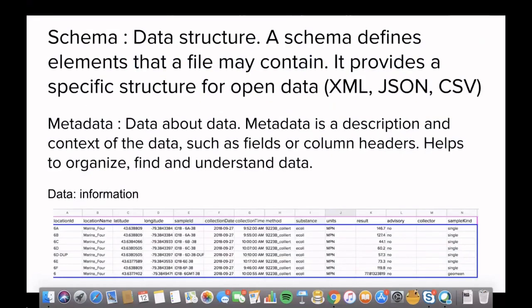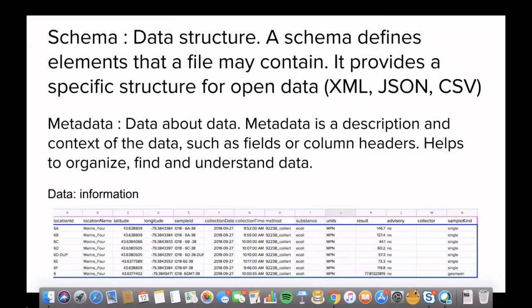I'm not sure everyone's background, but I did want to go over the structures of data so everyone knows what I'm talking about, because it can be a bit scary if you're more on the research rather than the data management side. When we're looking at data, I've broken it down into different tiers. We have a schema, which is the data structure, and a schema defines the elements that a file may contain. It provides the specific structure for open data, so XML, JSON, or CSV.